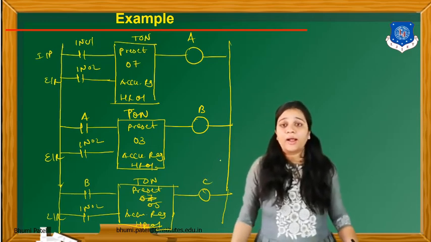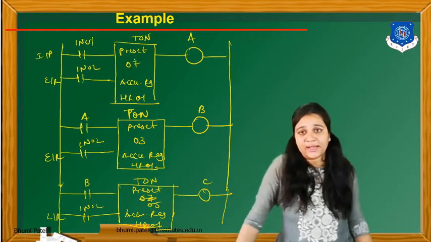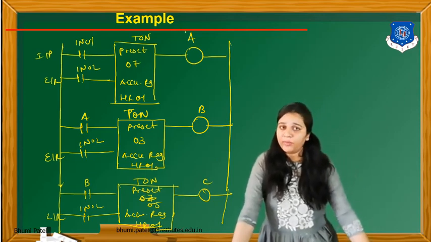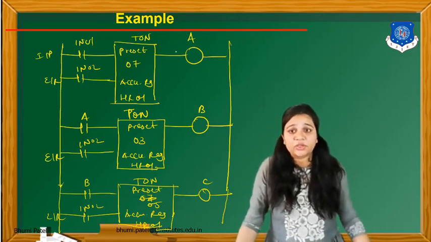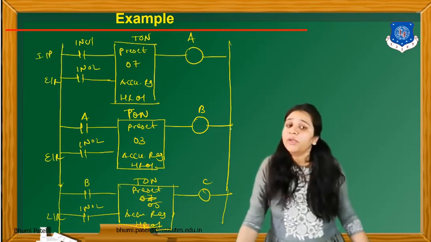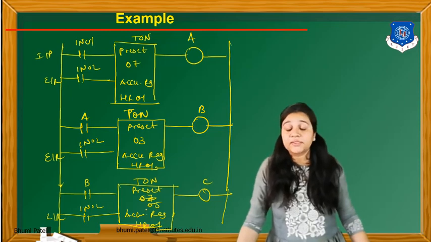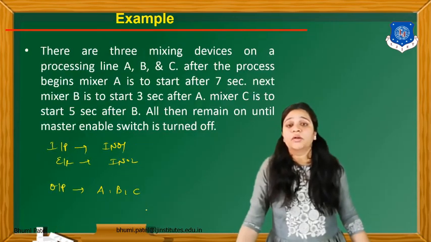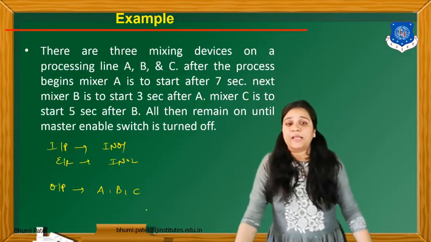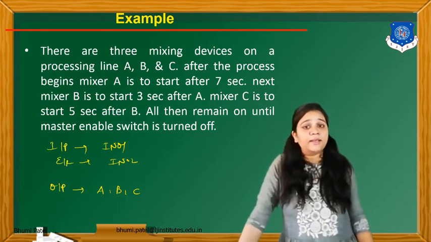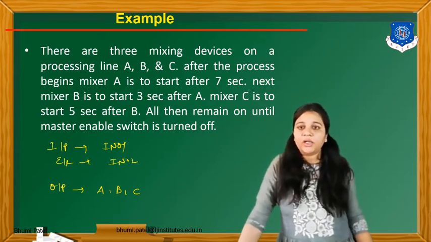Okay, so after the input is energized, after 7 seconds A will be on. Whenever A is on, after 3 seconds B is on, and whenever B is on, after 5 seconds C will be on. Now one more condition is left. Okay, all then remain on until the master enable switch is turned off.